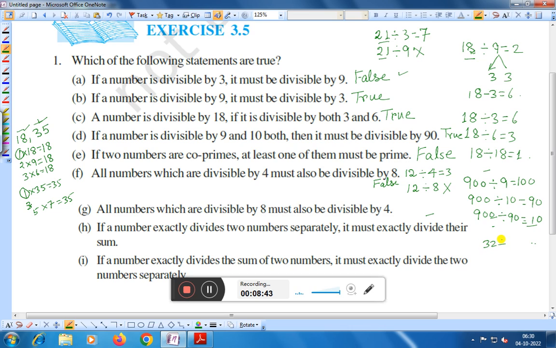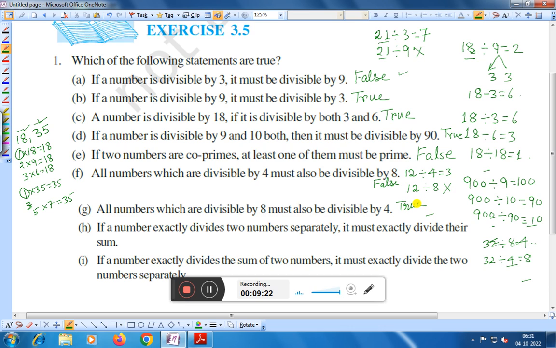Now, 32 is divisible by 8. 4 times 8 is 32. And 32 is also divisible by 4. 4 times 8 is 32, right? That means all numbers which are divisible by 8 must also be divisible by 4 because 4 is a factor of 8. This is true, right? Therefore, this statement is true.